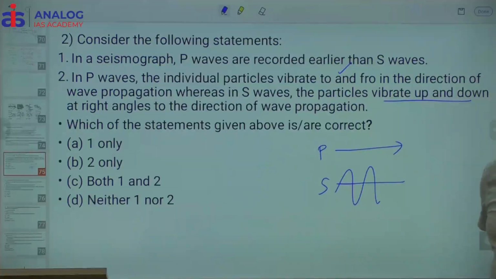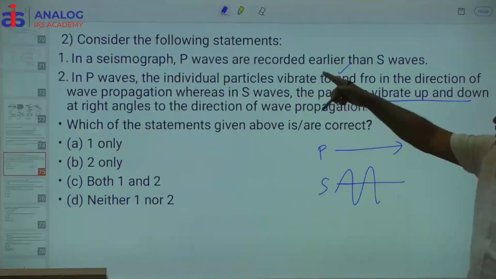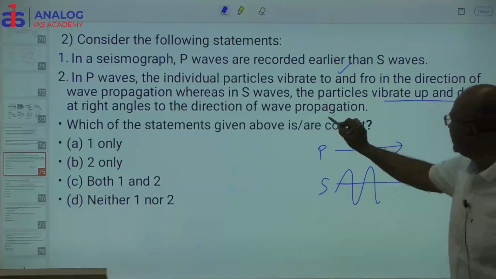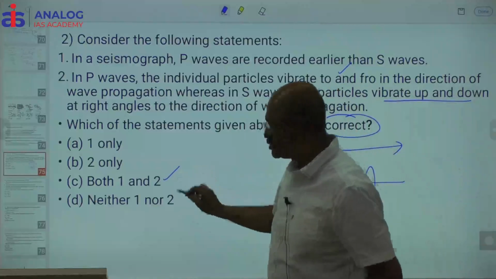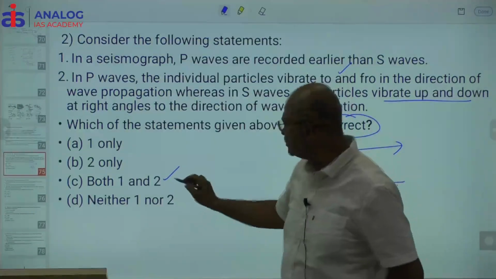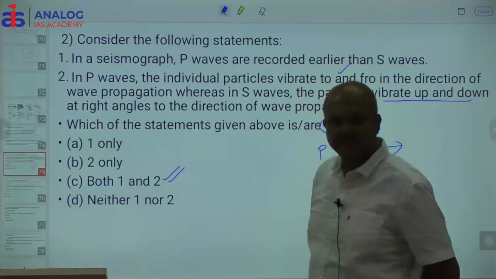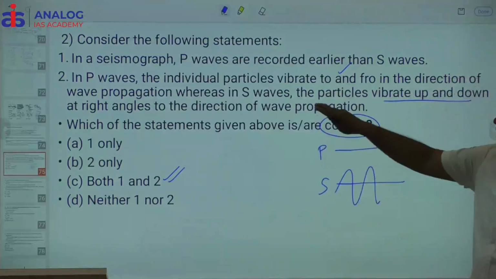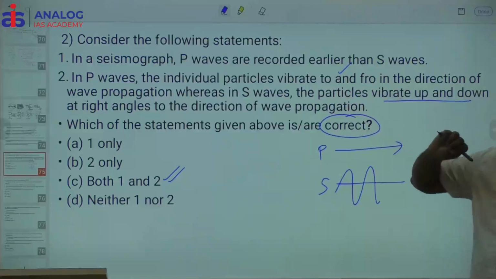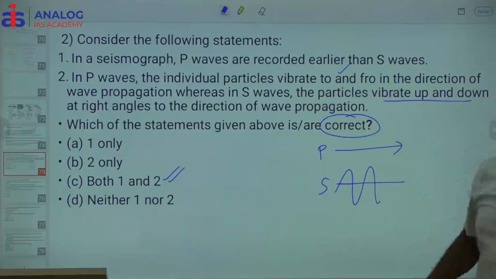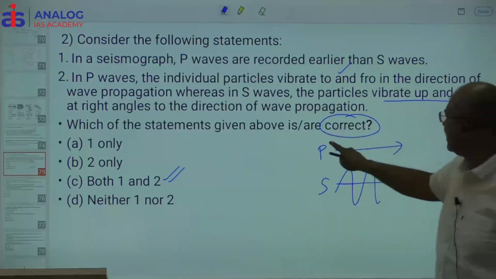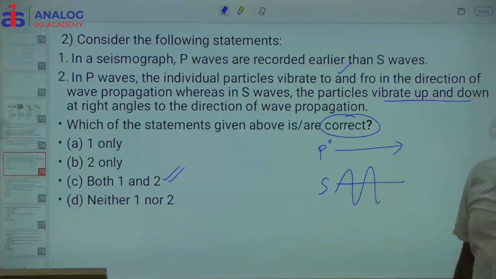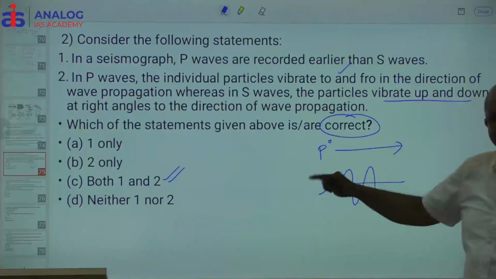Fourth or second or third? Which of the following statements are correct? C. The first is correct and the second statement is also correct. Is it clear? Both the statements are correct here. In a seismograph, P waves are recorded earlier. So sometimes when you are reading, if they ask which of the following statements given are incorrect, then you have to go for D.